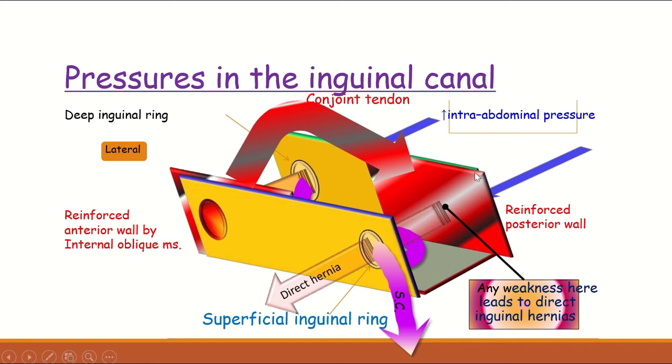And if any weakness occurs medially in the posterior wall, it will lead to a direct inguinal hernia, meaning the abdominal content comes directly into this inguinal canal through this weaker point of the posterior wall, and that will lead to a direct inguinal hernia, as you can see here.